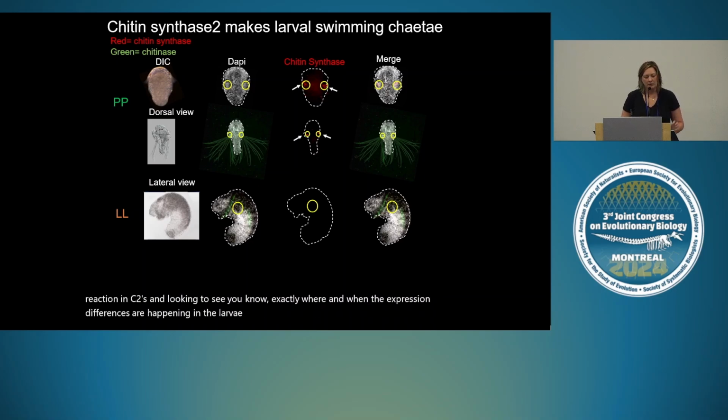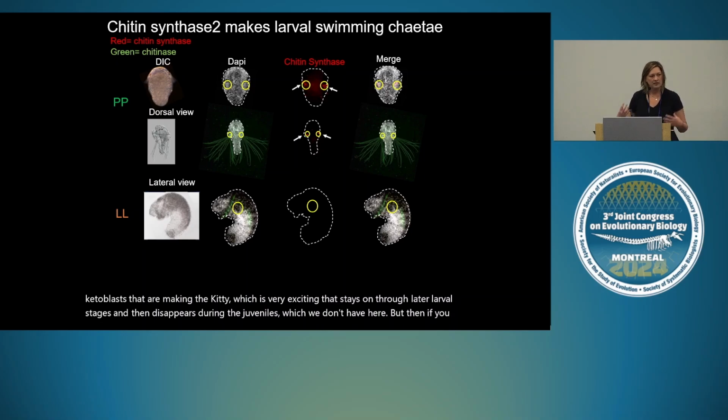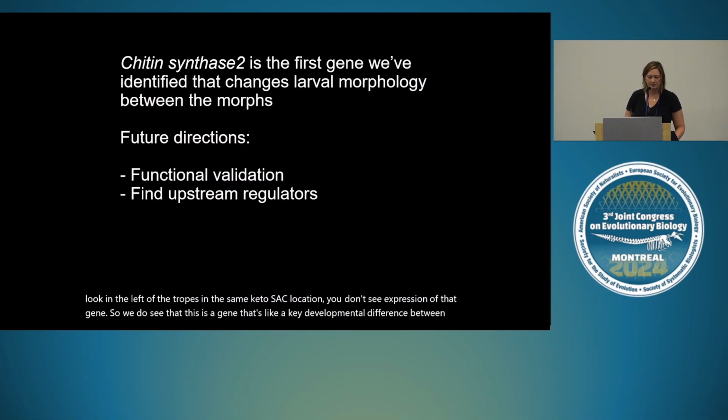So here you're looking at the planktotrophs at the very early stage, and I've highlighted the chaetal sacs in yellow, and hopefully you can see that there's some bright red chitin synthase being expressed there, right actually in the chaetoblasts that are making the chaetae, which is very exciting. That stays on through later larval stages and then disappears during the juveniles, which I don't have here. But then if you look in the lecithotrophs in the same chaetal sac location, you don't see expression of that gene. So we do see that this is a gene that's like a key developmental difference between the larval types.